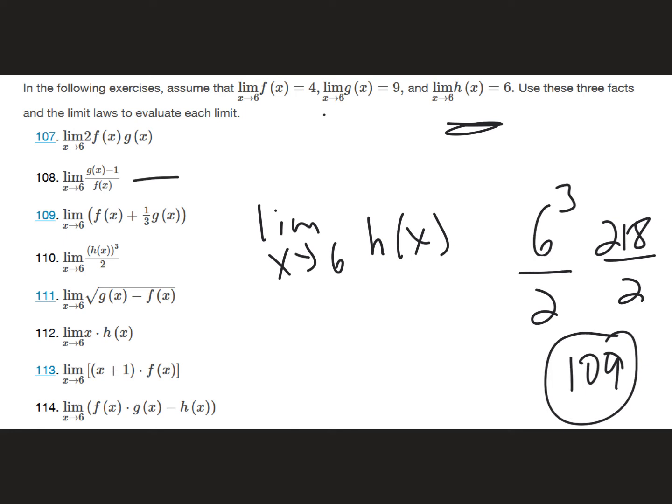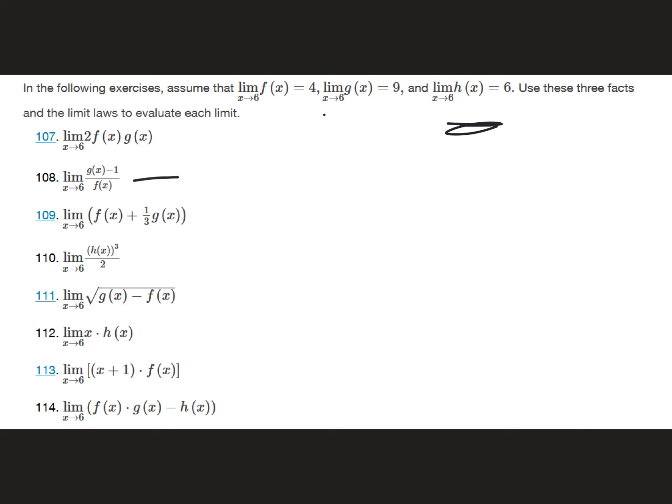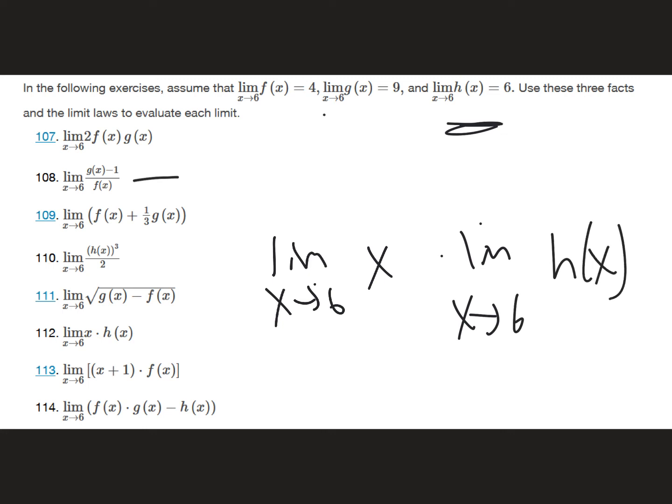And then number 112 is interesting because that's a little different. Here, let me do some deleting. See how for number 112 it says the limit as x approaches 6 of x times the limit as x approaches 6 of h of x. Well, this is just that identity function. If x equals 6, then y equals 6. And then what's the limit as x approaches 6 for h of x? We see it's 6. 6 times 6 is 36.